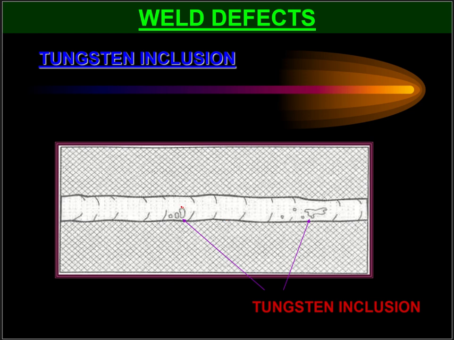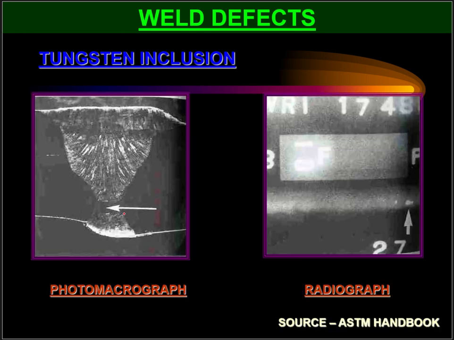Tungsten inclusion. The tungsten inclusion will be like this. You can see tungsten is a heavier material, it will not melt easily, so it will be like this tungsten inclusion.